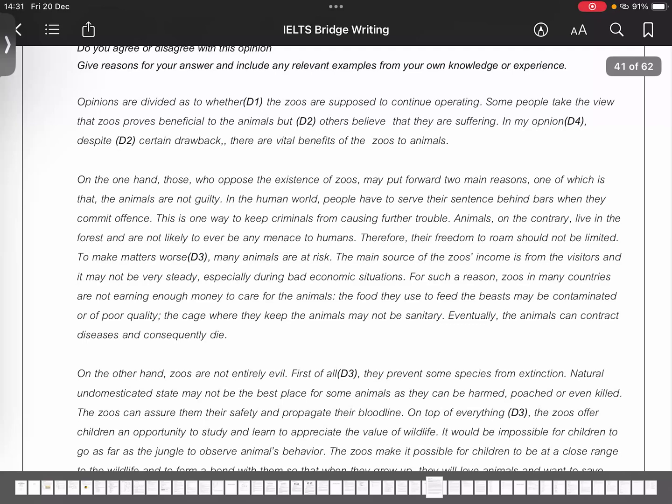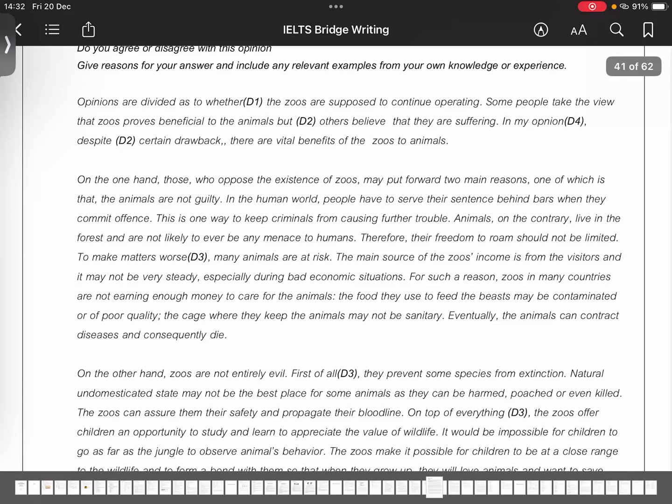That's the reason why we put bad people in jail, so that they can no longer cause problems to innocent civilians. "Animals, on the contrary, live in the forest and are not likely to ever be any menace to humans." So animals never cause humans any issues, right? They live in the forest, in the wild, in the wilderness, okay? And they have never robbed you. They don't kill you unless you try to harm them, okay?